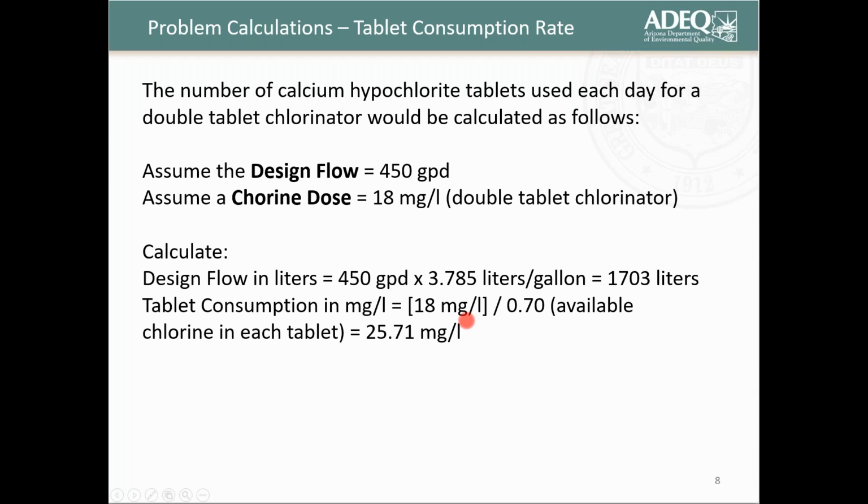For our tablet consumption, we got an 18 milligram per liter dose of chlorine. However, calcium hypochlorite tablets are not pure chlorine. They've got binder in them, and their chlorine is rated at 70% available chlorine in that tablet. Therefore, we've got to come up with the milligram per liter tablet dose. So divided by 0.7, you get 25.76 milligrams per liter.